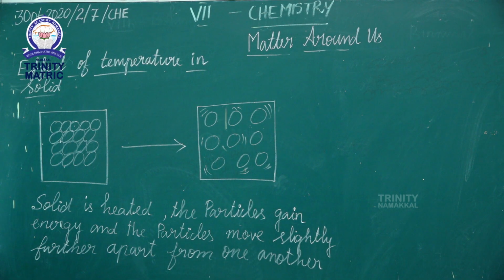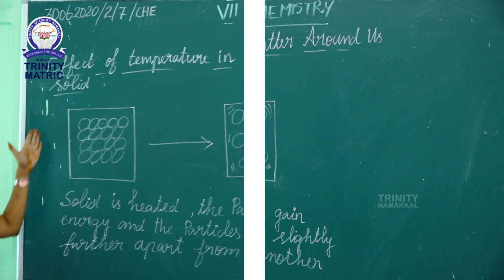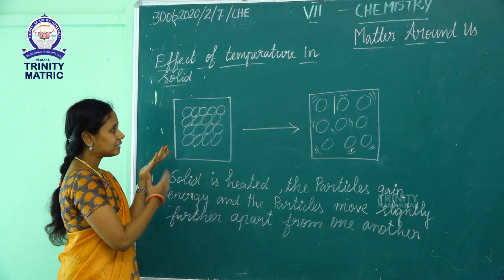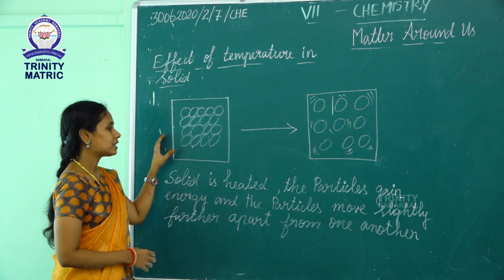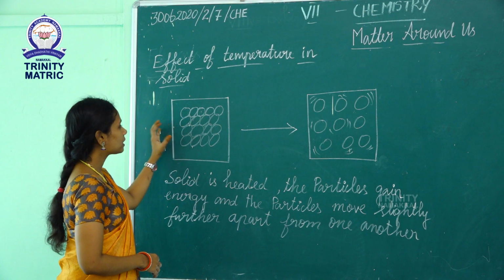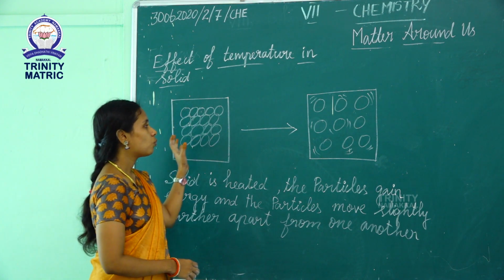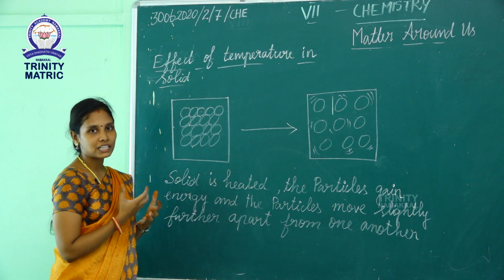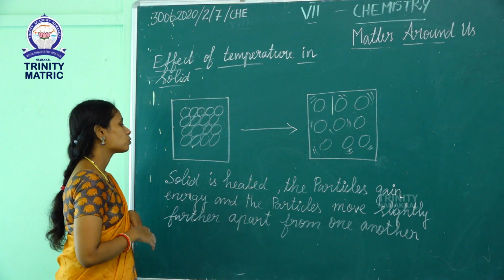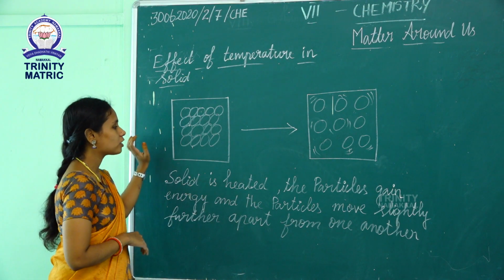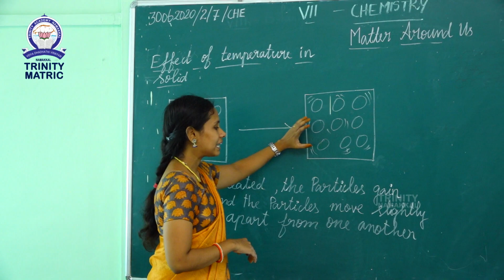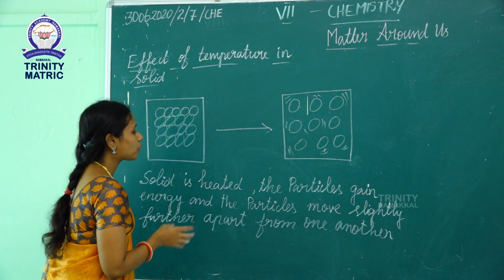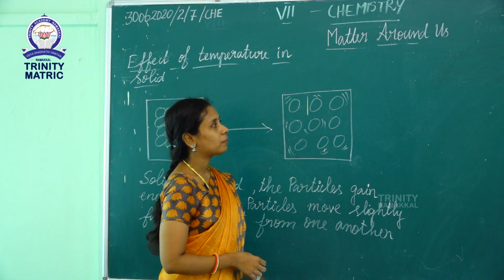Next, effects of temperature on solids. Effect of temperature on a solid. So, we heat the solid object. The particles gain energy and move slightly further apart from one another. First, in a solid the molecules are tightly packed, very closely packed. Then when we heat the solid object, the particles move slightly and then vigorously. The particles move further apart from one another.